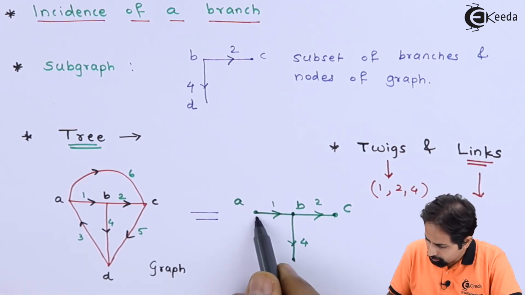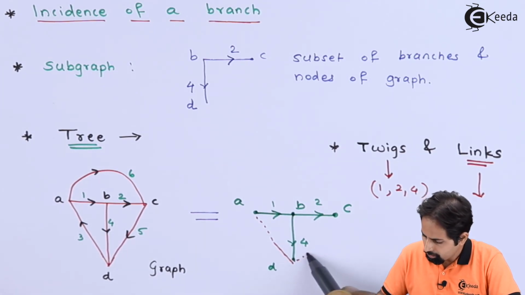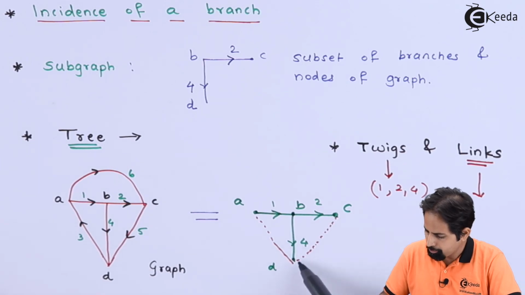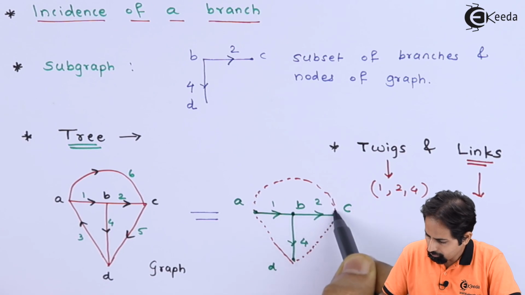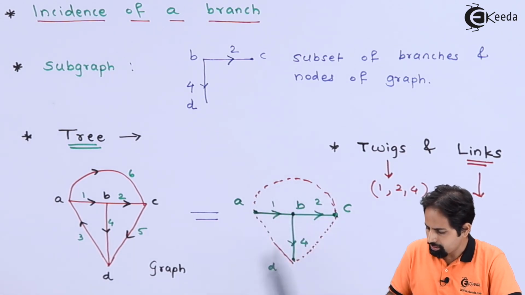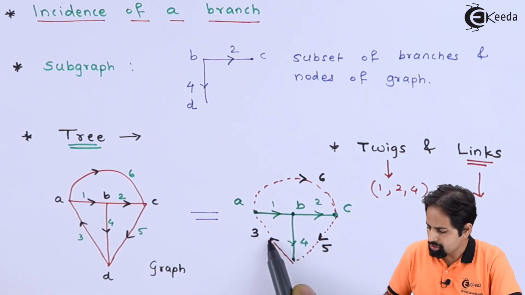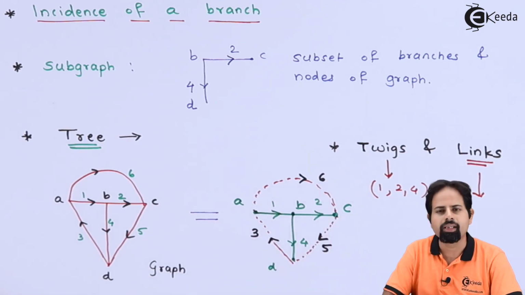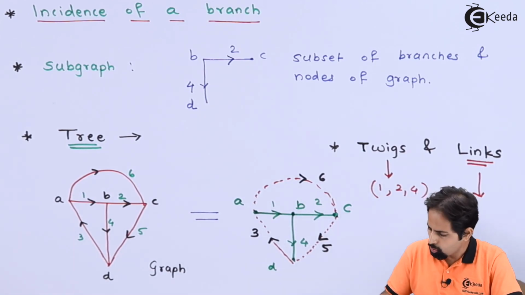So here I can tell you this particular branch between A and D, then between D and C, and between A and C, like this. So you can see branches 3, 5 and 6, they are not part of the tree, they are part of its co-tree. So links are 3, 5 and 6.